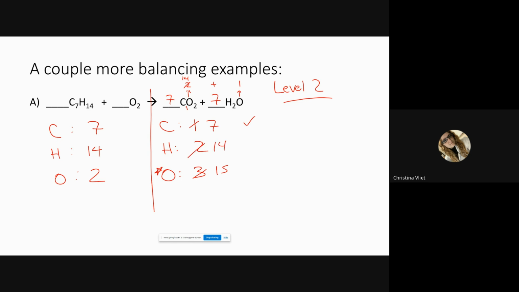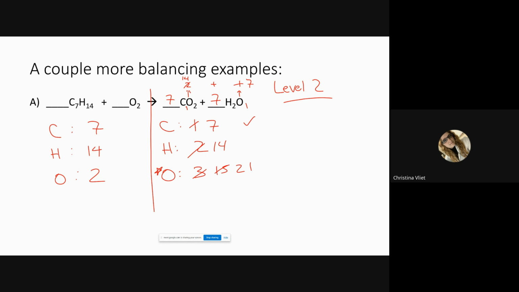So 7 times 2 is 14. But because we put a number in front of a compound, we have to change the amount of every element in that compound. So then, how many oxygens do we have now? 7 times 1 is 7. And then 14 plus 7 is what? Because you're taking the total amount of oxygens in this compound and adding the total amount of oxygens in this compound to get the total amount for the entire side.